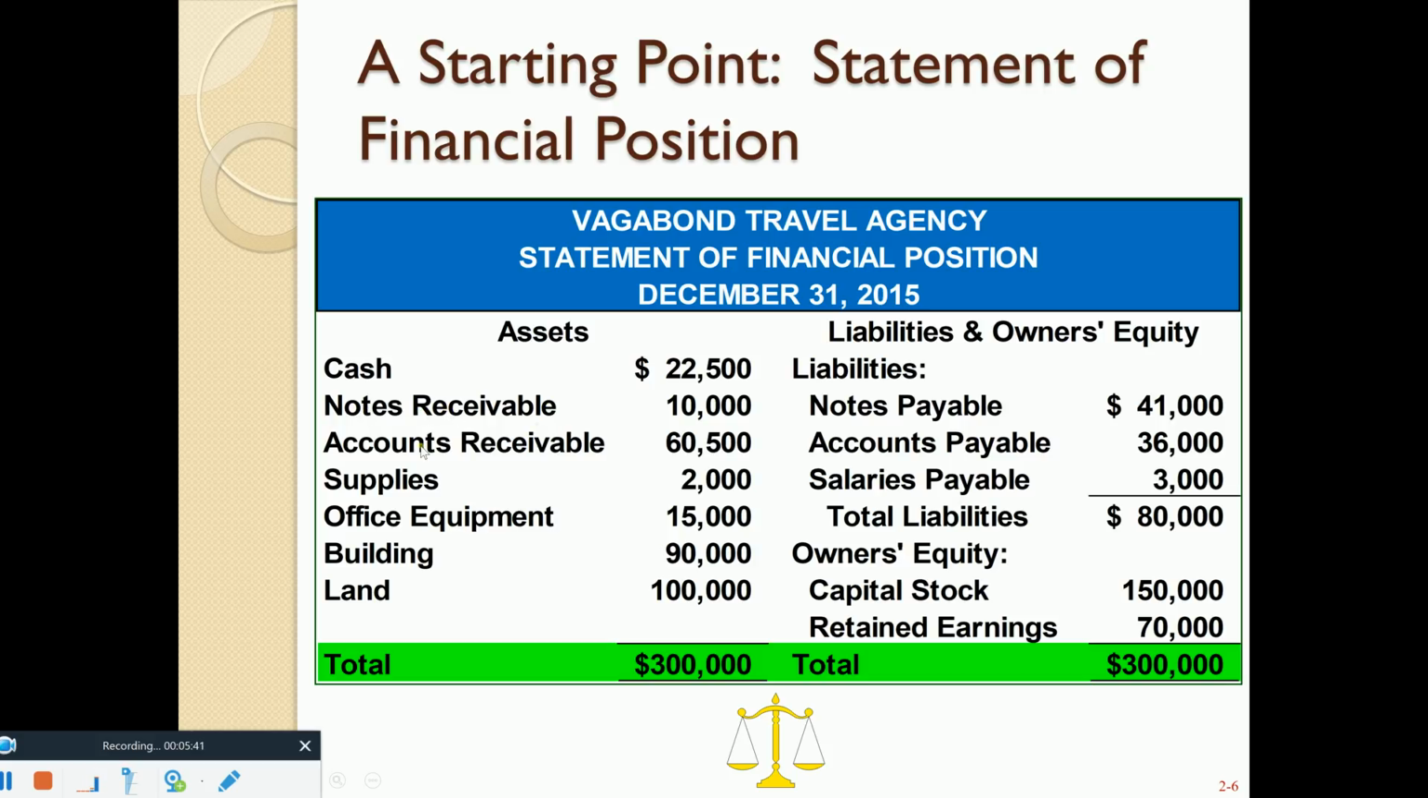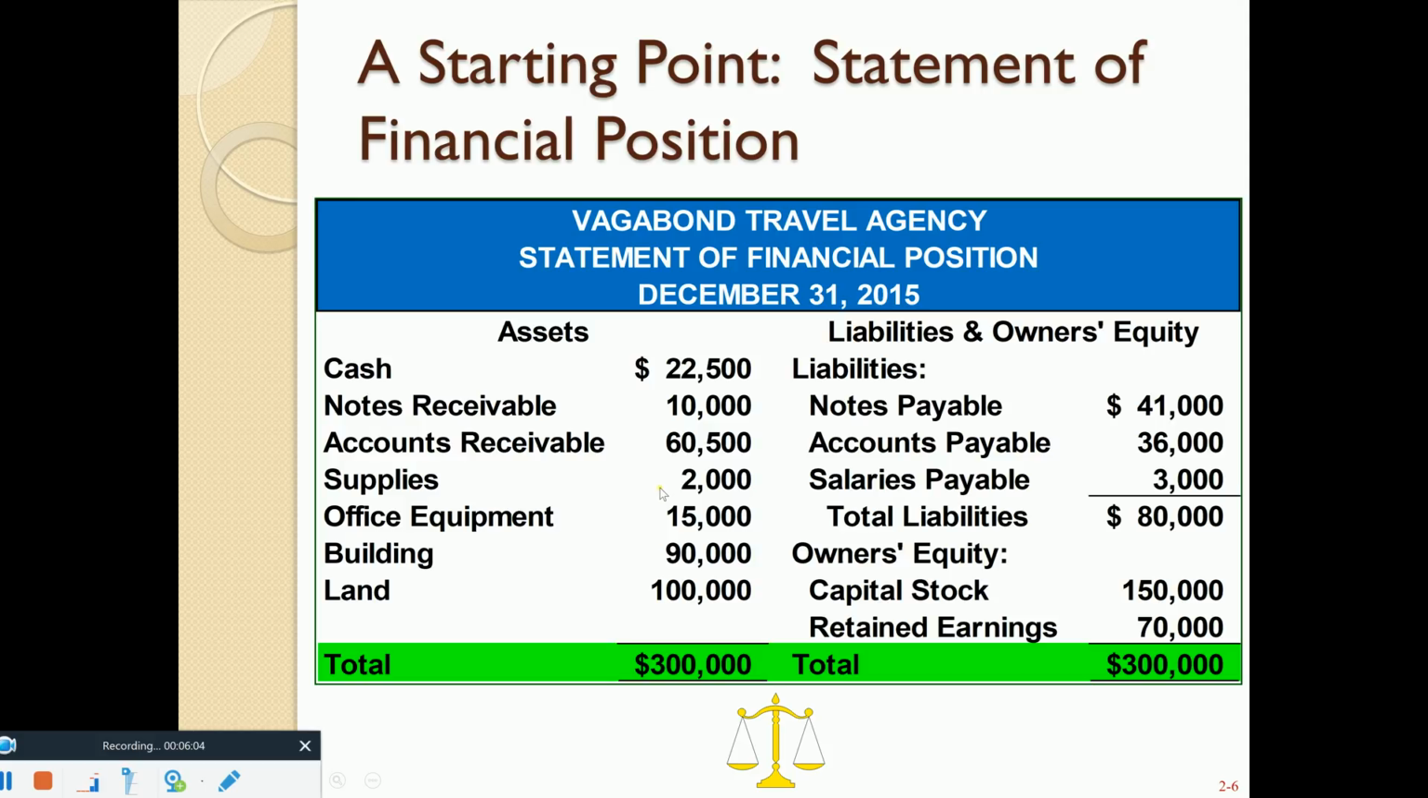Notes receivable, accounts receivable. These are monies that other individuals or other organizations owe us. They're basically IOUs. Right? And when people owe us money, they are assets. We're going to try to collect it. We're going to hire a collections team. And so certainly we own them.